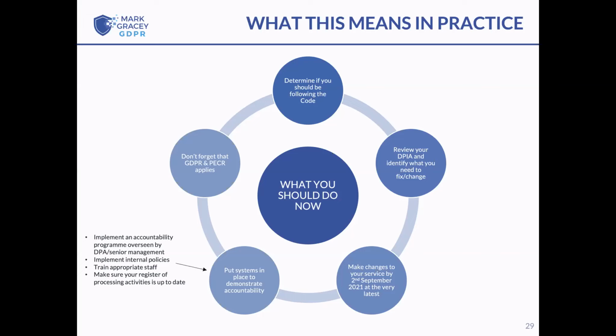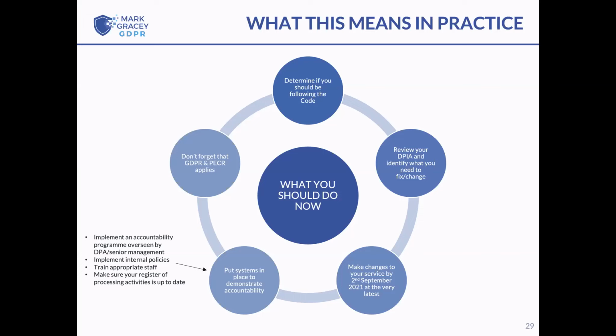And remember that if you find that you need to do some kind of processing which is risky, goes against the code, but there's no way around it, then you need to get approval from the Information Commissioner before you can actually proceed. As part of your data protection impact assessment, if you identify a risk that can't be mitigated, you have to get approval from the ICO to be able to continue to process data with that in mind.